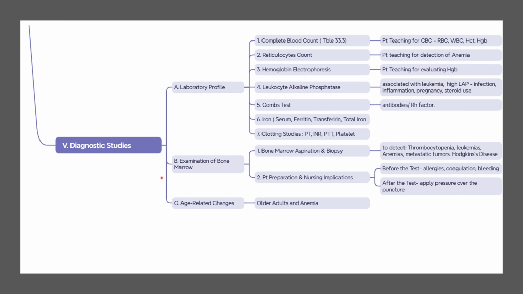So if we go next to examination of bone marrow, aspiration biopsy to detect thrombocytopenia, leukemias, anemias. Then we have preparation and nursing implication. So for the aspirations, it's for the cells, and the biopsy is to see what's going on. And this is from the posterior iliac crest.